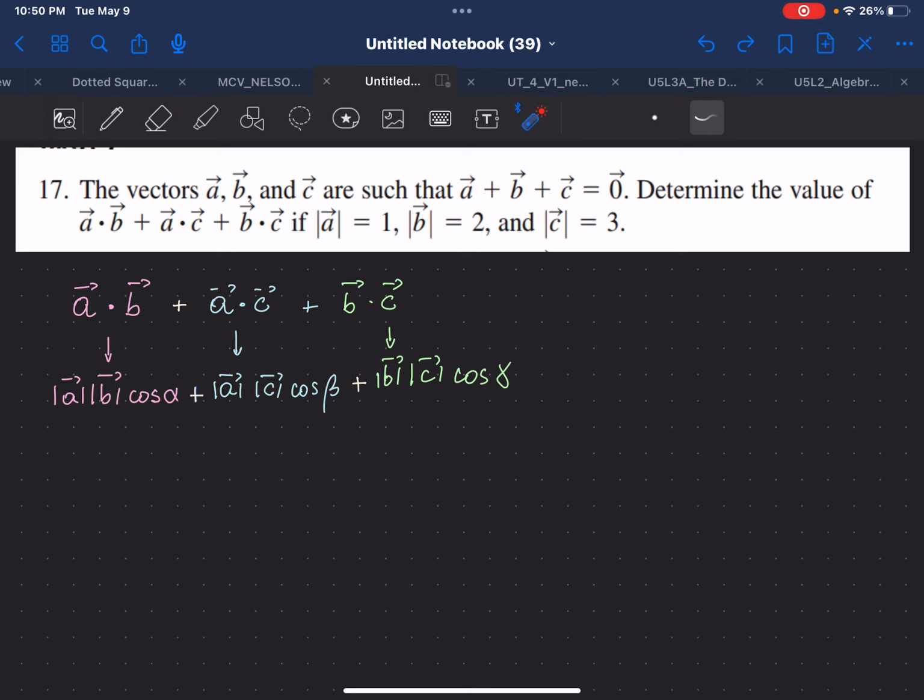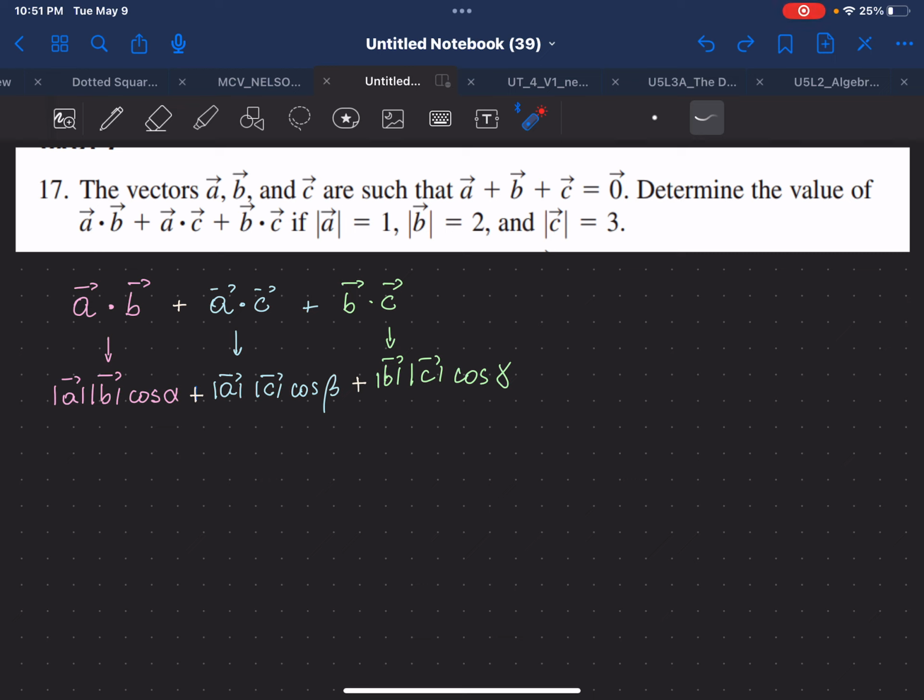As you can see in this expression, we have all the magnitudes, and we're missing the angles alpha, beta, and gamma. Remember that angle alpha is the angle made between vectors a and b when they're placed tail to tail. Very important. Beta is the angle made between a and c, again when placed tail to tail. And gamma is the angle made between b and c when placed tail to tail. So in order to determine the angles alpha, beta, and gamma, we have to create a picture of what is happening here with these three vectors so that we can find the location of the angles.